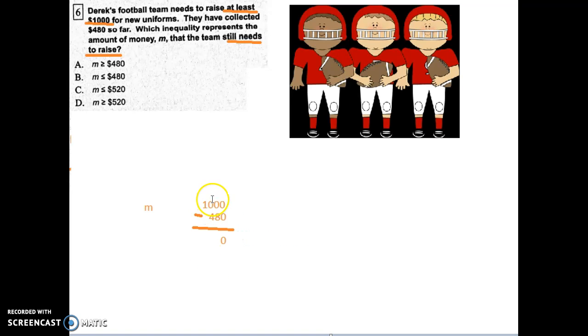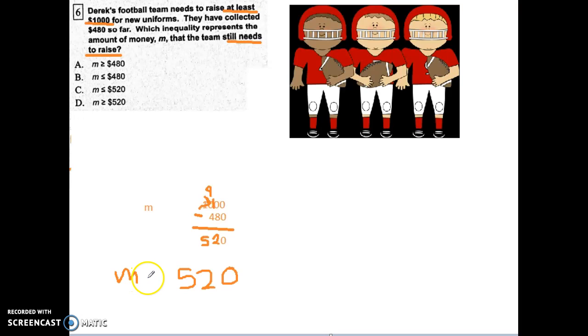0 minus 8 I can't do, I have to borrow. I can't borrow from here, so I need to make this guy 0. This becomes 10. Borrow from him, so this becomes 9. 10 minus 8 is 2. 9 minus 4 is 5. So that's how much we have left. It's going to be 520, right? That's the minimum we need to get.